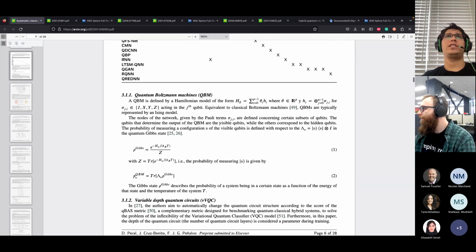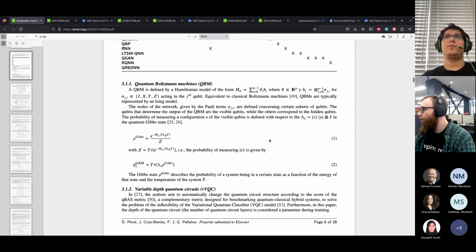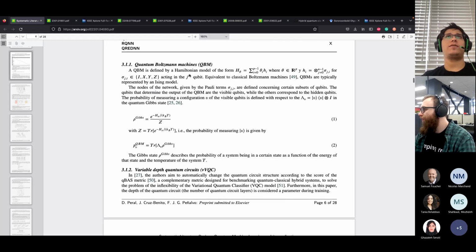Okay, quantum Boltzmann machine. This is basically a Boltzmann machine that is put into a quantum computer. You can ignore the equations. Yeah, no, let's not look at that for now. We'll need to introduce a couple of other things. But look, the ingredients are here.